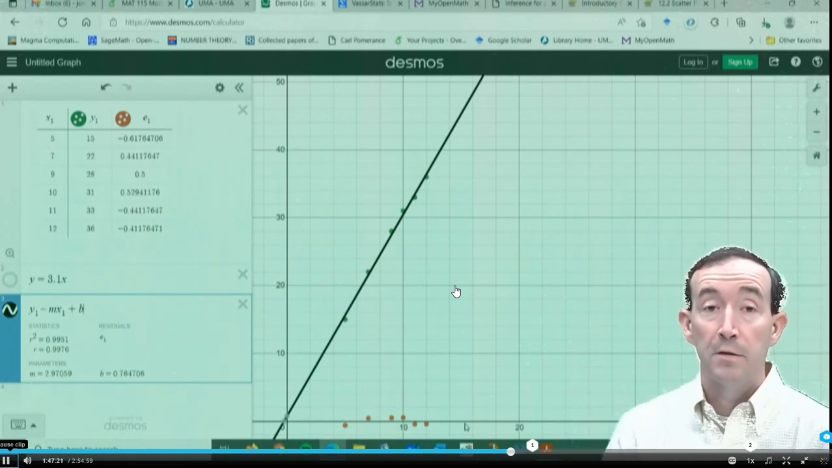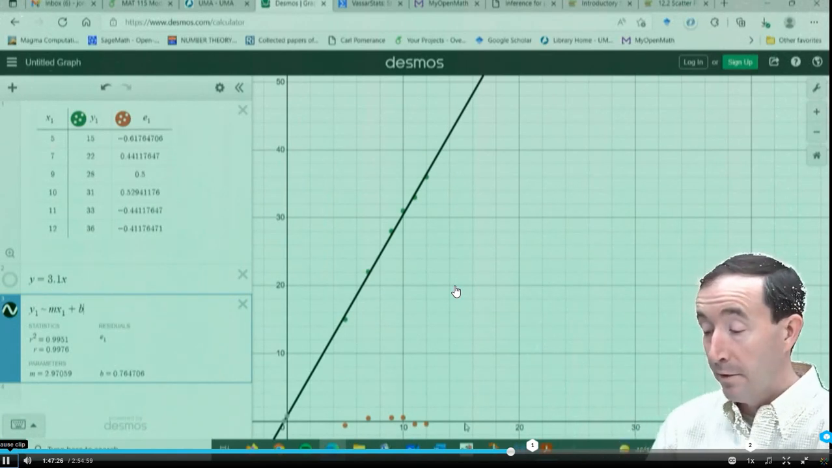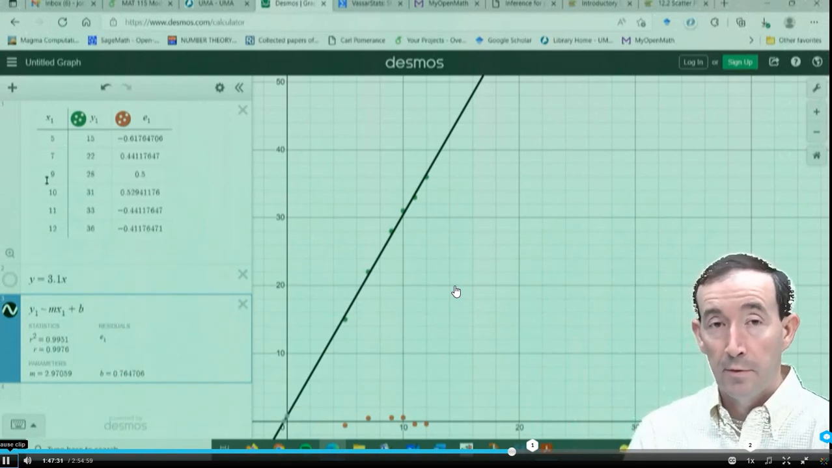All right, so that's all we need to build that best fit line. Now we can also interpret it if we think about what these units are telling us. So what are my x values here for this example? Do you remember what these were?